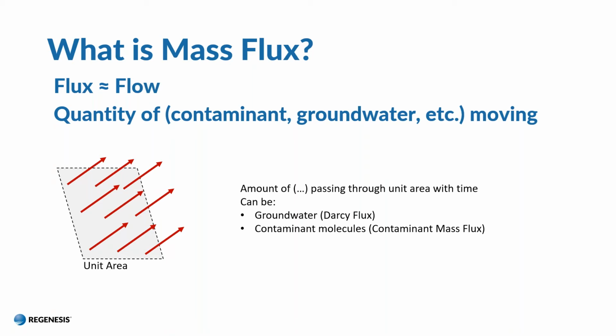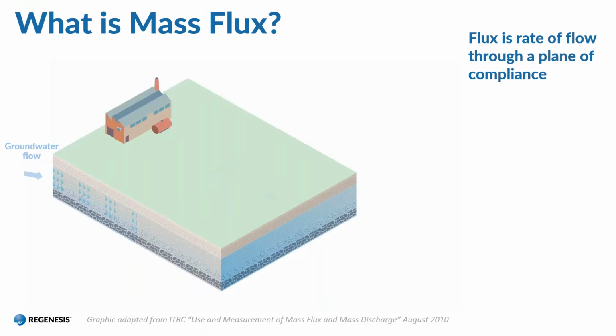For our purposes, we're going to follow groundwater flux, and that's going to be Darcy flux, or the flow and flux of contaminant molecules. So that's contaminant mass flux. Really, flux is just anything that's moving through some area versus time. That's what we're measuring here and talking about. And so what does mass flux mean for us on the remedial scale?